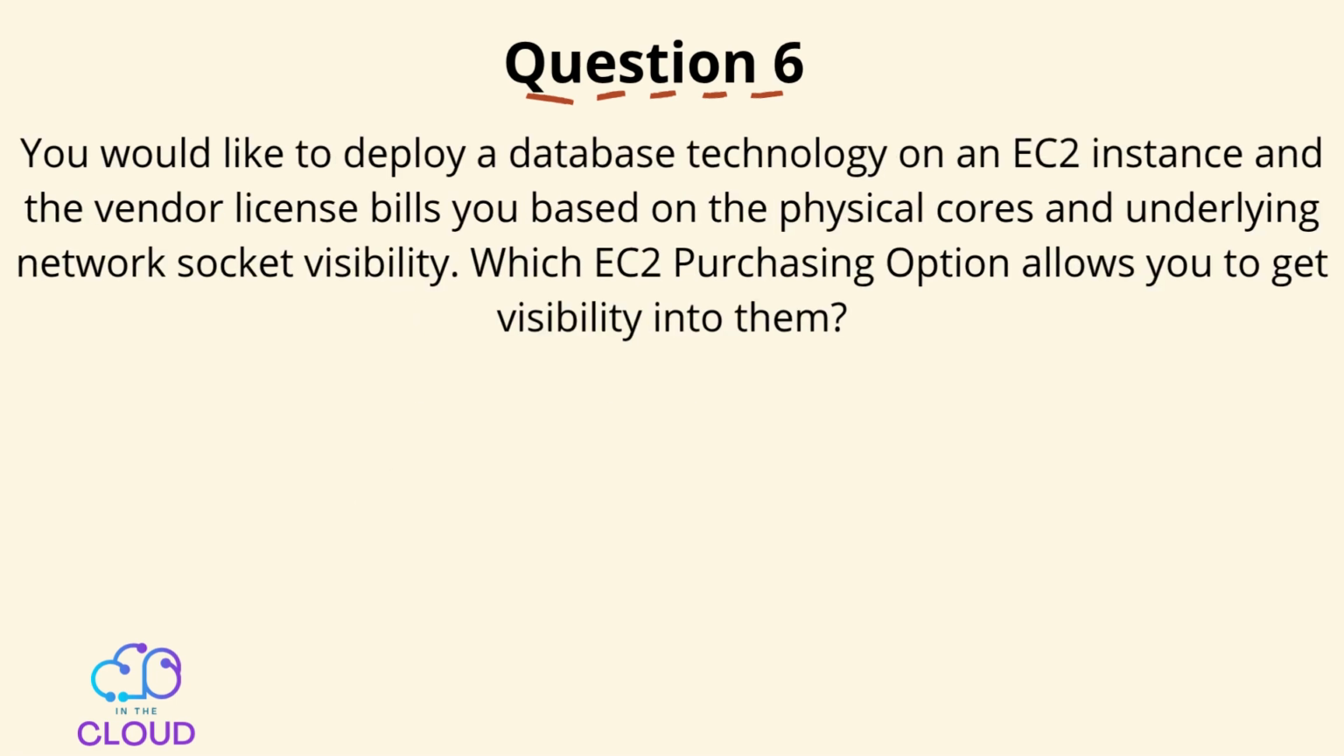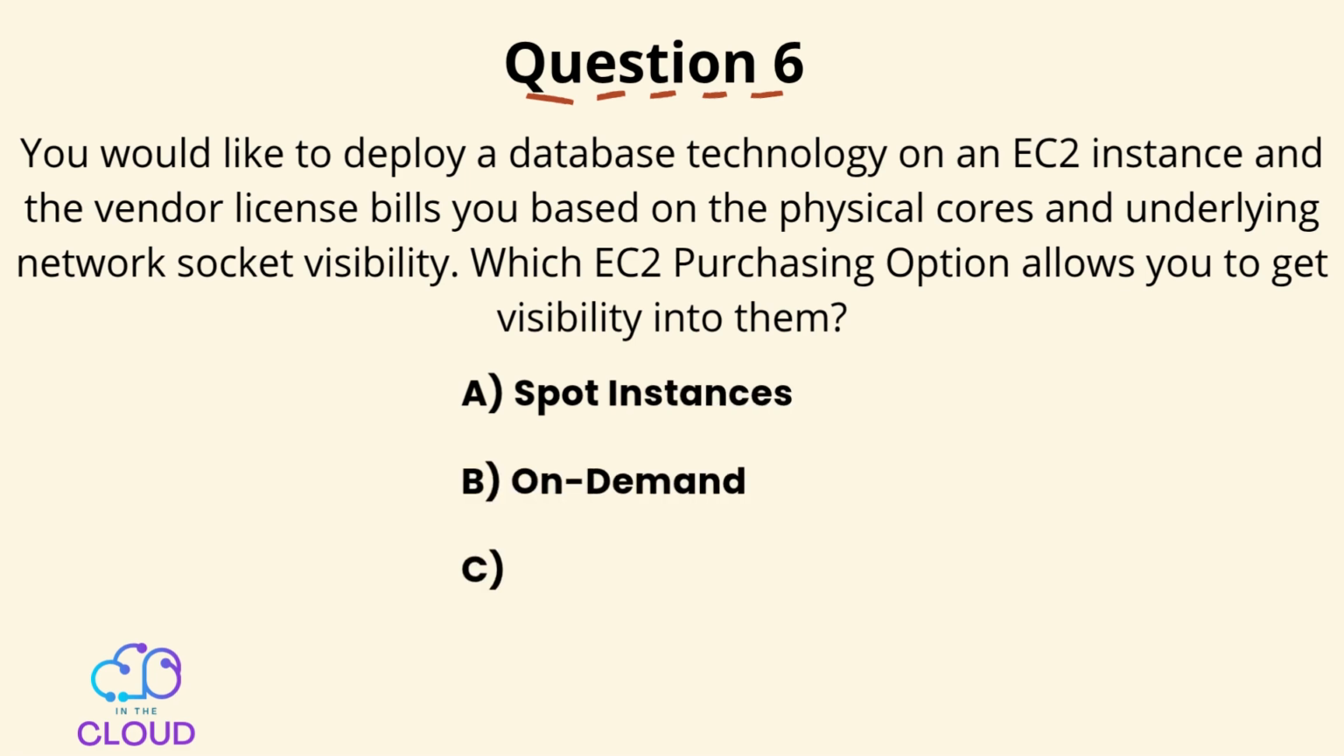Question 6. You would like to deploy database technology on an EC2 instance, and the vendor license bills you based on the physical cores and underlying network socket visibility. Which EC2 purchasing option allows you to get visibility into them? A. Spot instances. B. On-demand. C. Dedicated hosts. D. Reserved instances.